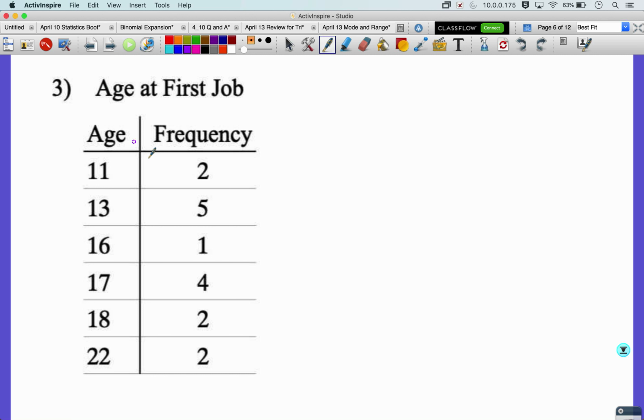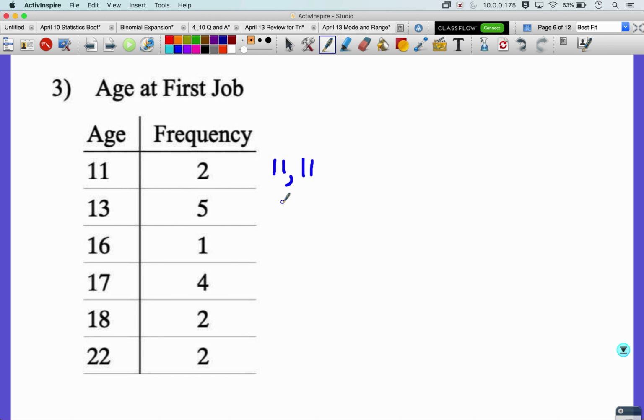All right, so we went out, we got some more data. We asked a bunch of people how old they were when they got their first job, and then we created a frequency table for that. In order to find the median, it's difficult when we can't cross off the numbers, so we're going to turn this back into data by just writing out as many of the age as the frequency tells us.